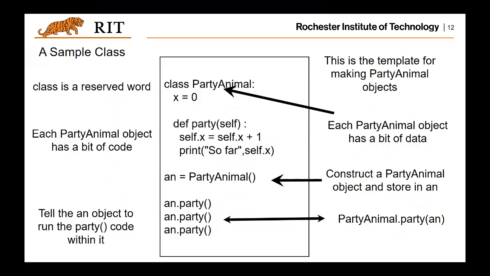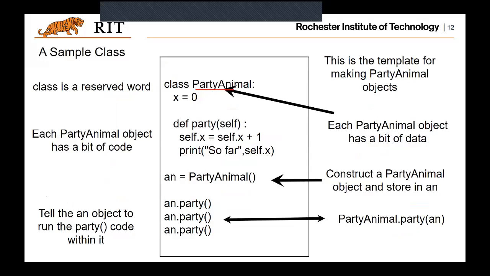So let's take an even closer look at class. For example, we have a class called party animal, right? It could be an animal or a person, right? But let's define such a class. And remember, class is a reserved word. Basically, you cannot use it as a variable name. It is reserved by Python, and it represents the class of an object, right?